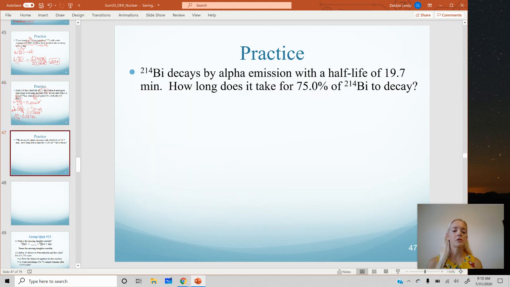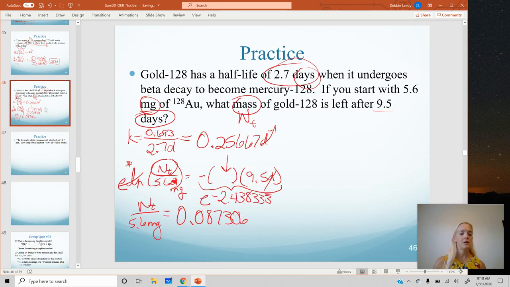And again, this product over here has no units. Sorry about that. And so now we're down to a simple algebra problem. Our last step, of course, hopefully we recognize, is multiplying both sides by our 5.6 milligrams. And so that's how we end up with the unit of milligrams.